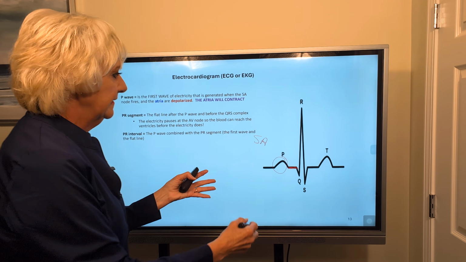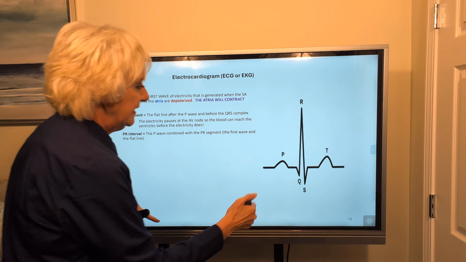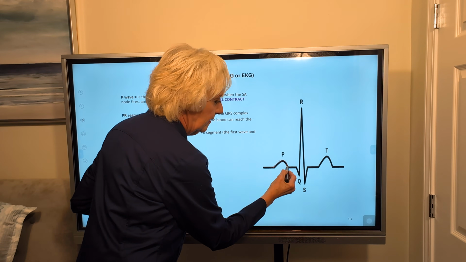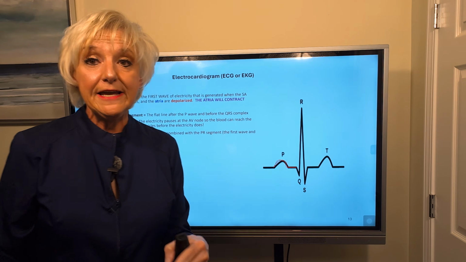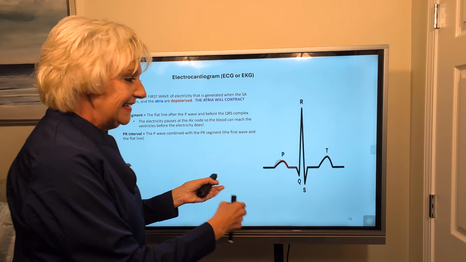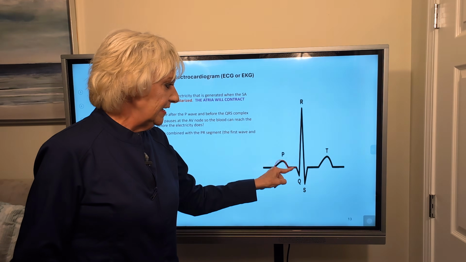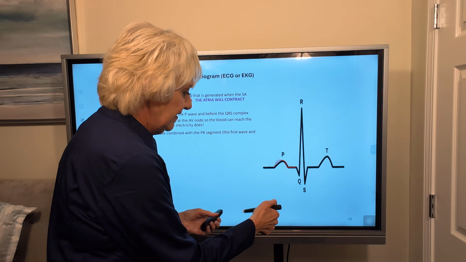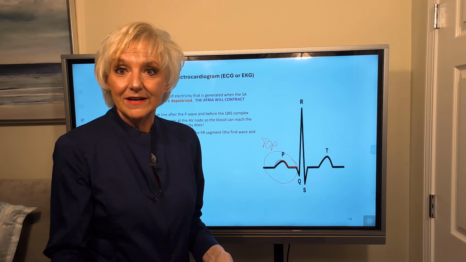Then if you look at this together, let me erase this. If you look at the P wave plus the PR segment together, that's called the PR interval. What that represents is simply that the SA node fired, your atria were depolarized, they pushed, and then the blood went down to the AV node, hold it. That's all that is. So this part right here is the top part of my heart, or the atria, electrically.